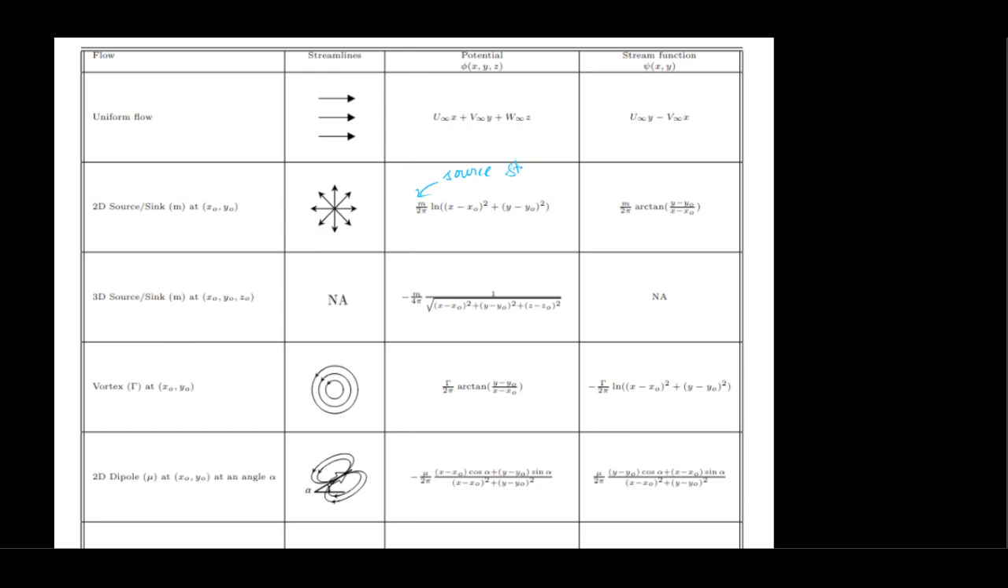So m denotes the source strength, or in fact the strength of the flux coming out of the source. So it's just the flux calculation. And in a similar way, you have other things. Here we don't have a streamline diagram for a 3D source sink because it's a two-dimensional paper, so we can't really represent that. Then we have a vortex as well.